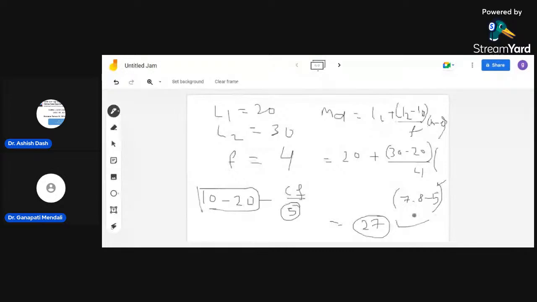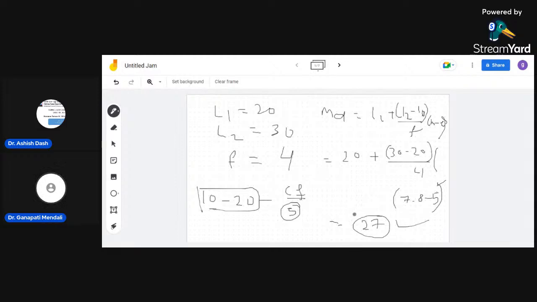So here is one important property: the sum of the deviations of the items from the median, ignoring the sign, should be the least. If you take the deviations of the items from the median and ignore the sign, that is the sum of |xi minus Md|, it should be the least.